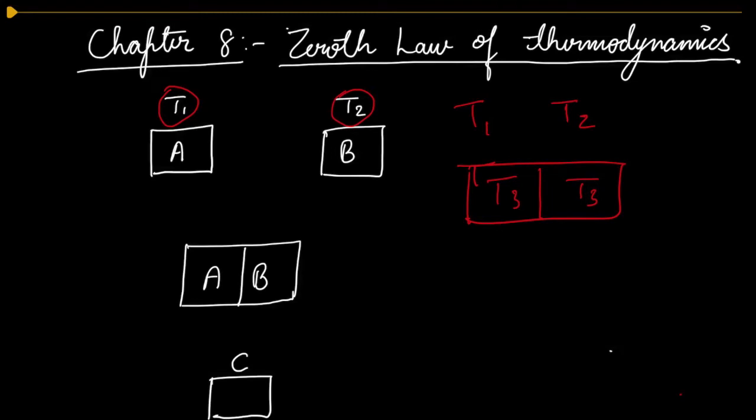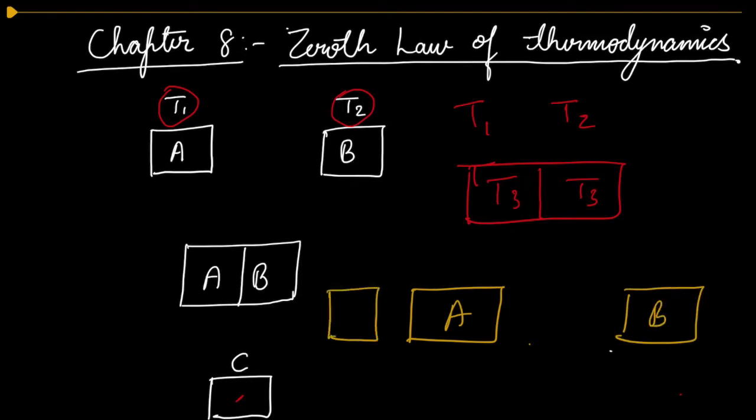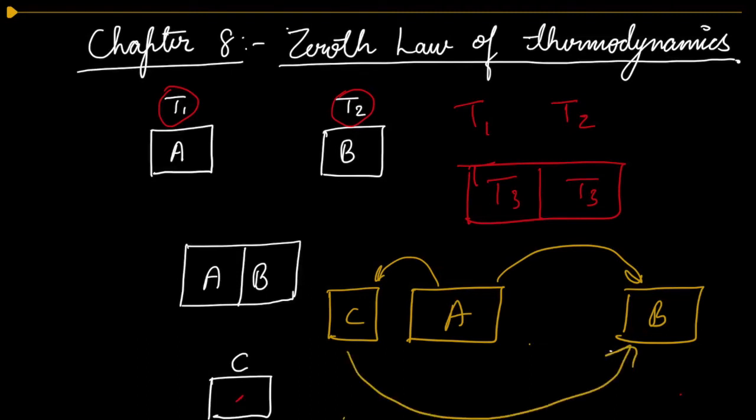Now what the Zeroth law further extends is, if there is a body C and this body C is in thermal equilibrium with A, so I have to draw here again. If this is A, this is B, this is C. What this Zeroth law says is if A was in thermal equilibrium with C and now A is also in thermal equilibrium with B, this implies that B and C are also in thermal equilibrium. This is what the Zeroth law is.